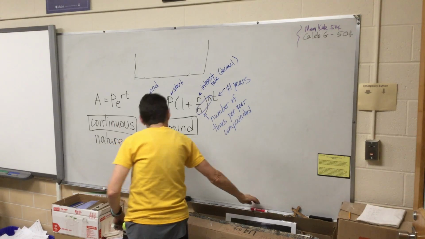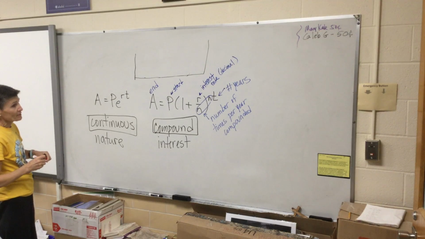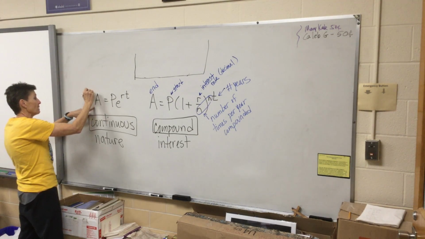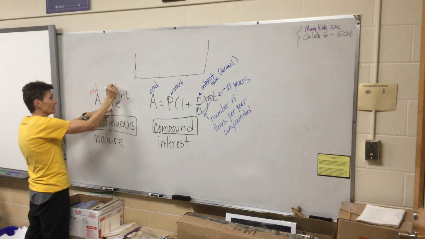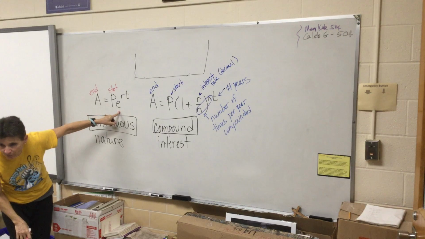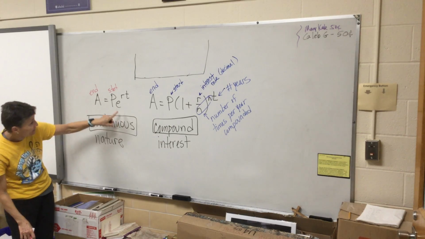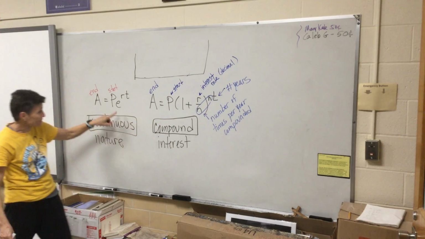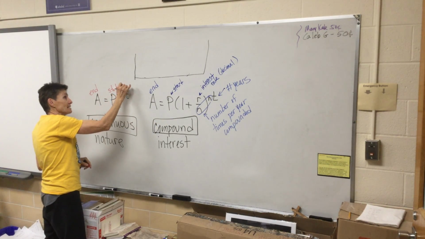Now, for this one, everything is pretty much the same. A is the ending amount. P is the starting amount. Now, this is our letter E, Euler's constant, the base of the natural logarithms. That's an E. That is not a variable. It's a constant, just like the 1 is over here. R is your interest rate, entered as a decimal.